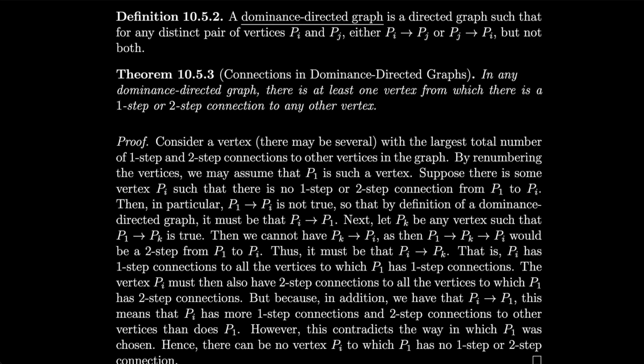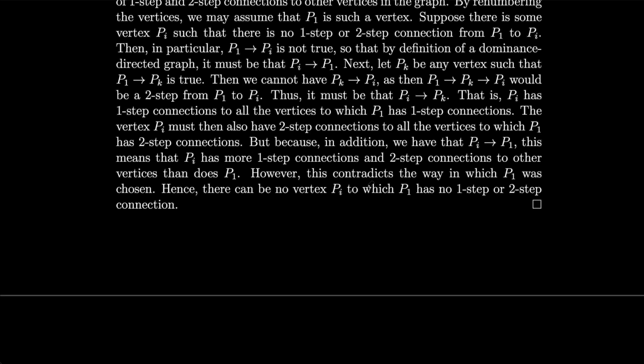But because in addition Pi goes to P1, Pi has more one-step and two-step connections to other vertices than does P1. However, this contradicts the way in which P1 was chosen, so it's a contradiction. There can't be any vertex Pi to which P1 has no one-step or two-step connection. Kind of cool. Let's use that.